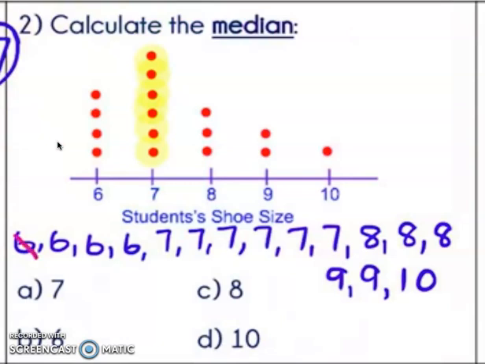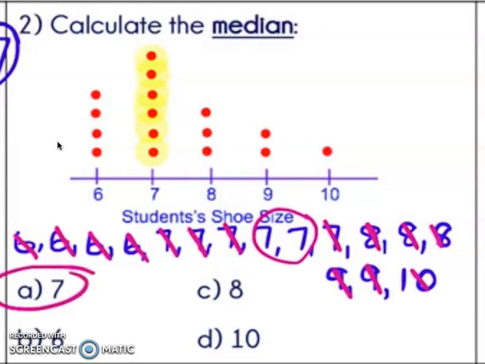We're going to cross off 6 and 10, 6 and 9, 6 and 9, 6 and 8, 7 and 8, 7 and 8 again, 7, 7. We have 2 sevens left in the middle. So if I added those 2 together, 7 plus 7 is 14, and if I divide that by 2, it's 7. Any time that you have the same number in the middle, it's just going to be that number. So A, our median should have been 7.